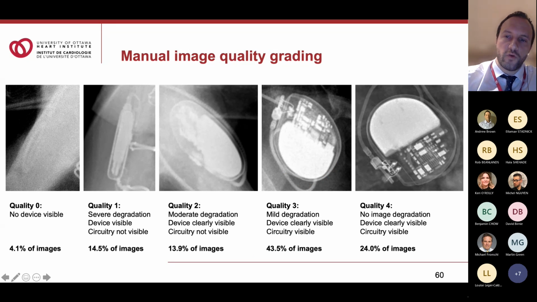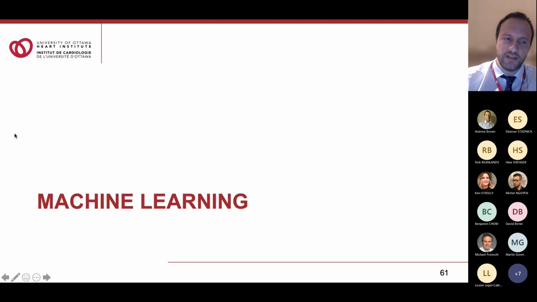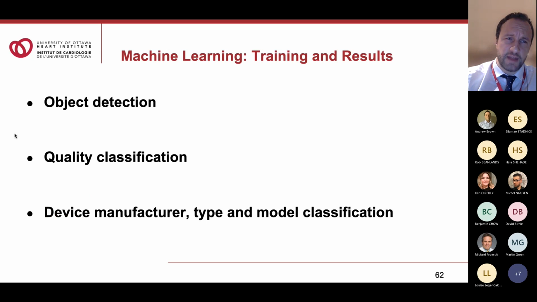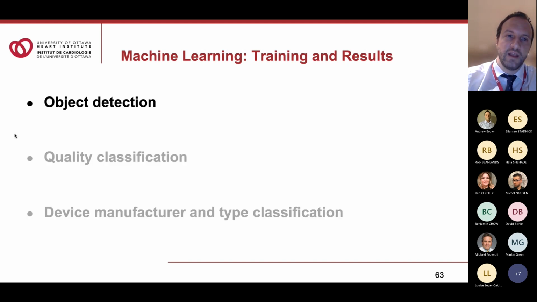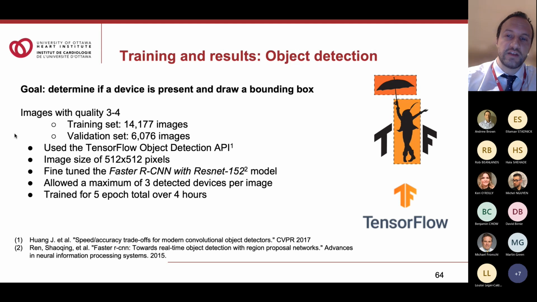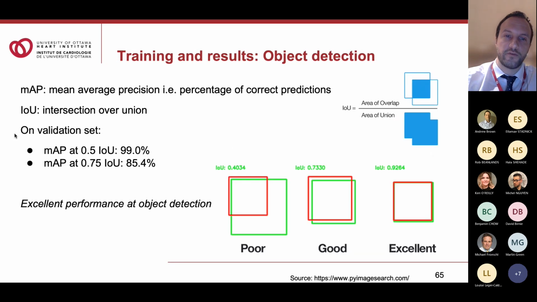At level 4, we could really clearly see the circuitry, and at level 0, there was no device visible. Then we applied machine learning algorithms to this data. We studied 3 different tasks: object detection, quality classification, and device manufacturer, type and model classification. Starting with object detection, we used the TensorFlow object detection API to train a model, and we used only image quality 3 and 4, and we had a training set in this case of 14,000 images and a validation set of 6,000 images for this task.